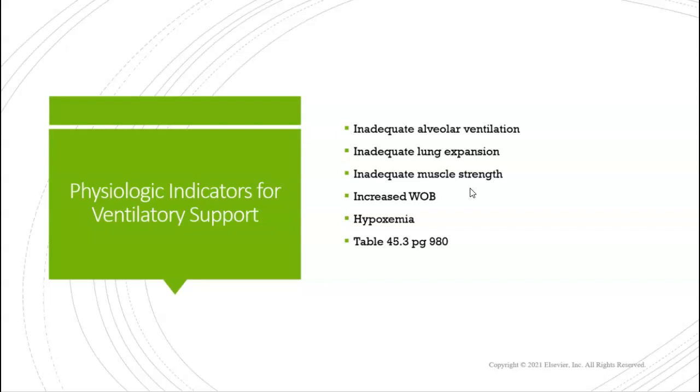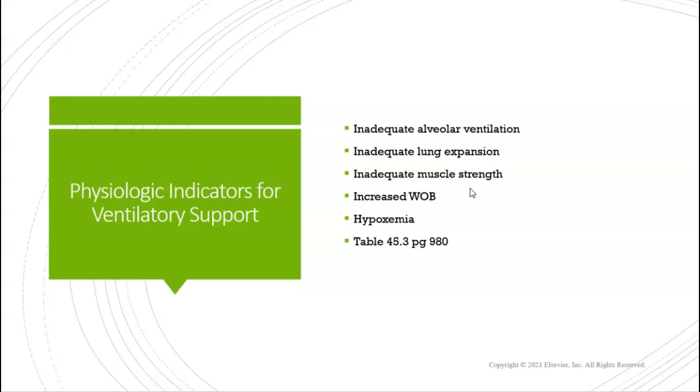Inadequate lung expansion. Patients that have low tidal volumes, if their tidal volumes are less than 5 milliliters per kilogram, their vital capacity is less than 10 milliliters per kilogram, their respiratory rate's higher than 35, that tells us that we're in that rapid shallow breathing, that we don't have good lung expansion. Inadequate muscle strength. These are the big ones for our neuromuscular patients. We're going to do something called a MIP, which is our maximum inspiratory pressure.